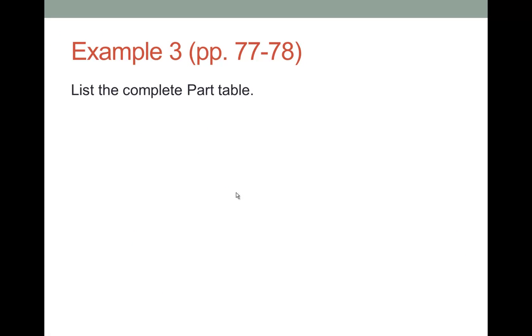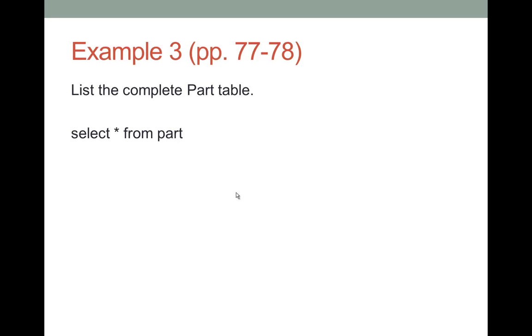Example 3 begins on page 77. They want us to list the complete part table. Now when you used Access in chapter 2, you would have used the star function, and the star function for all fields does exist in SQL as well.